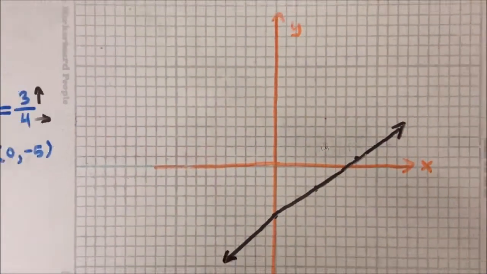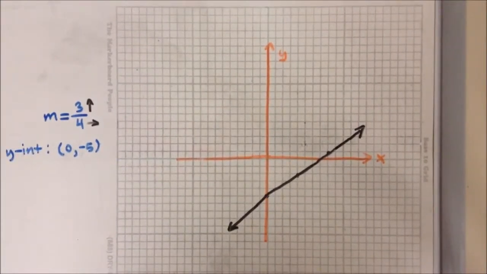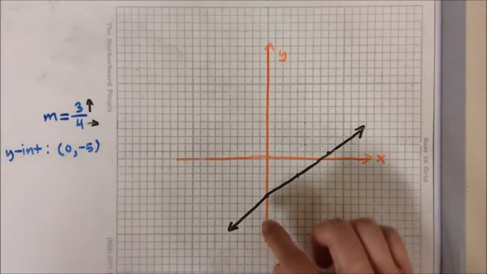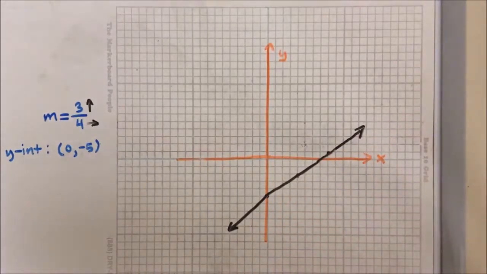Here I finished making my graph. Now you can use a straight edge to make your line graph to connect through the 3 points. And that's all you have to do when you're given a slope and a y-intercept.